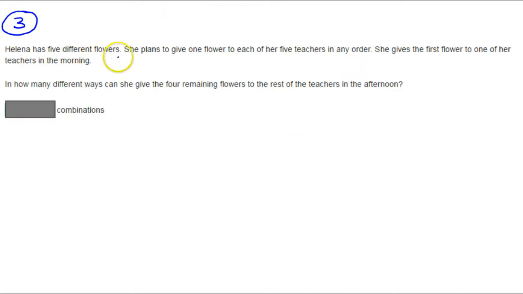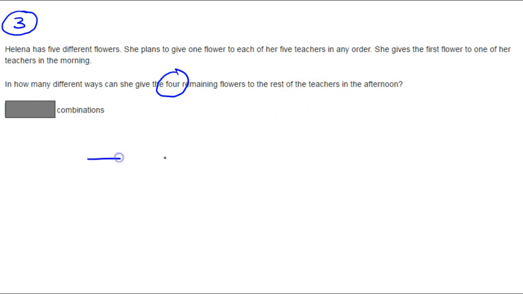Helena has 5 different flowers. She plans to give 1 flower to each of her 5 teachers in any order. She gives the first flower to one of her teachers in the morning. In how many different ways can she give the 4 remaining flowers to the rest of the teachers in the afternoon? Alright, well, this business about 5 flowers is over quickly because she gave 1 away in the morning. So we are really just talking about 4 flowers and 4 teachers.